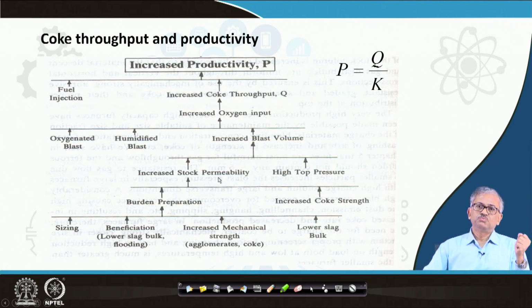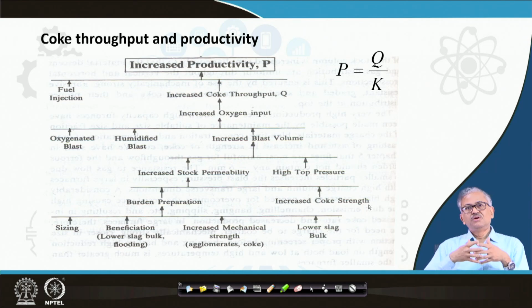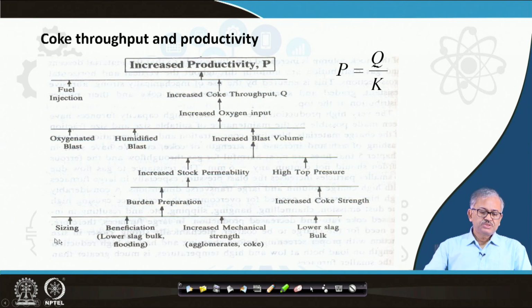So these are the two ways you can decrease the pressure drop, so that you can use a higher blast rate without increasing the pressure drop. High top pressure is okay. Now, if you want to increase the stock permeability, what do you have to do? One thing is the burden preparation. You can make a stronger burden, or you can increase the coke strength. Burden preparation means we are talking about both the burden strength as well as the coke strength.